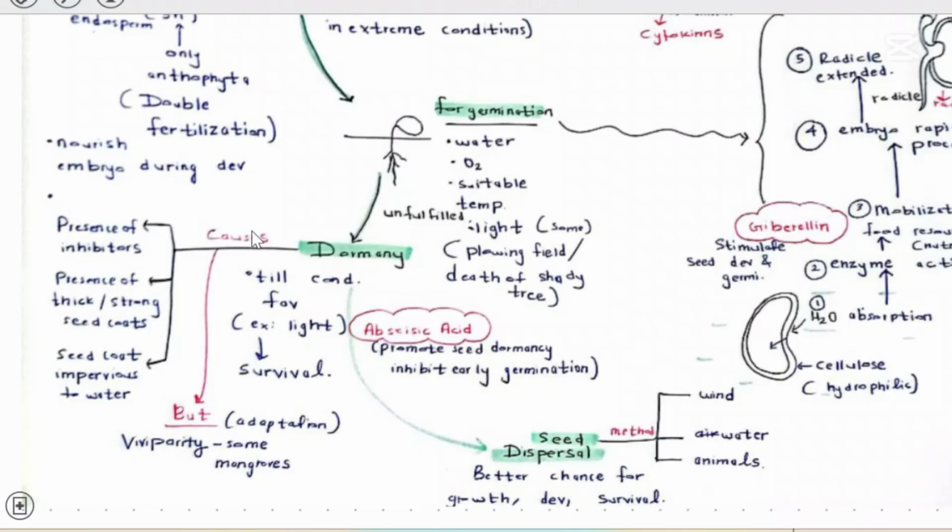That's going to be called what? Dormancy. So now we know the causes of dormancy, right? Water, oxygen, suitable temperature, and light not being sufficient enough. But what are the factors that cause it?